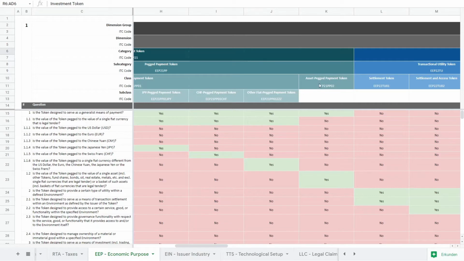And last in the category of the payment tokens, you would have the asset-pegged payment tokens, which could become quite more relevant in the future once the ECB is about to issue their central bank digital currencies, because CBDCs will rely on a basket of different assets, and in that regard, CBDCs will probably be regarded also by ITHA as asset-pegged payment tokens.